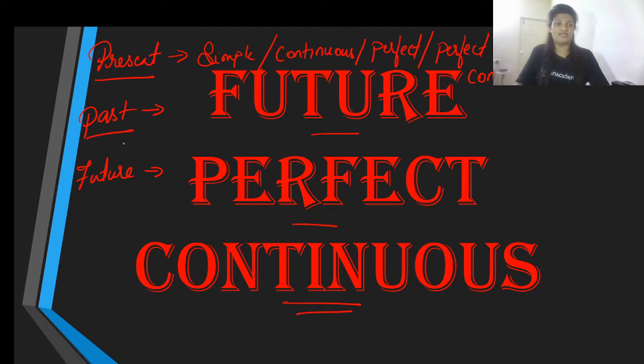Each one of these timelines is further divided into simple, continuous, perfect, and perfect continuous, meaning you have simple present, present continuous, present perfect, and present perfect continuous. Similarly, you have simple past, past continuous, past perfect, and past perfect continuous. And similarly, you have simple future, future continuous, future perfect, and future perfect continuous. We are done with present tense and past tense, and today we will be completing future perfect continuous as well. Now let us proceed towards learning today's topic, which is future perfect continuous.